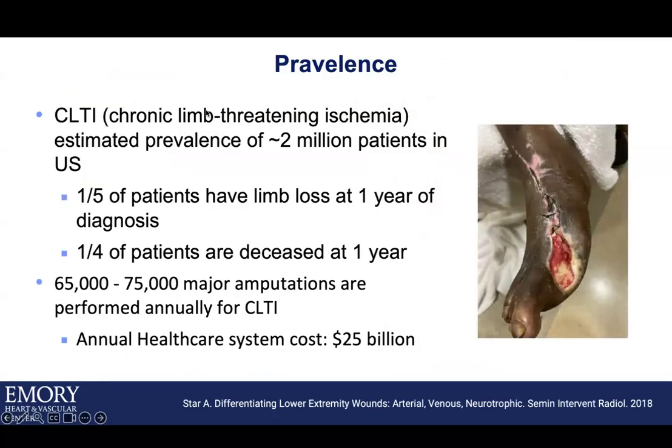The prevalence of CLTI, there's about 2 million patients with CLTI in the US. Half of these patients lose their limb at 1 year. 1/4, about 25% of patients die at 1 year. And so this is a very high mortality disease, and that's something patients need to know. And the amputations, major amputations, there's significant numbers performed in the US. There's a lot of money spent on this disease.